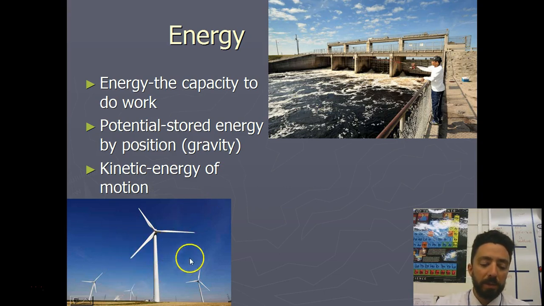We also have these wind turbines down here. These would be an example of kinetic energy. As the wind blows, it spins the turbine, and that kinetic energy is converted into electrical. And just like with matter, we've got high and low quality energy.